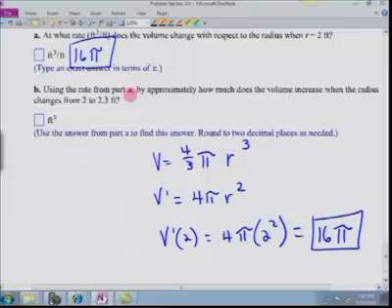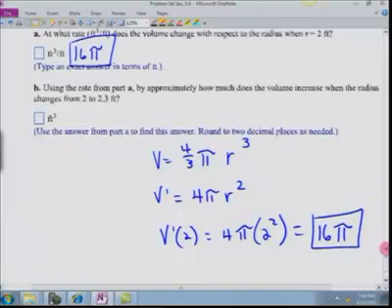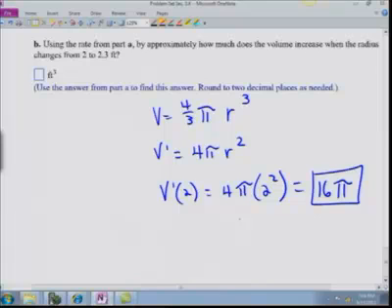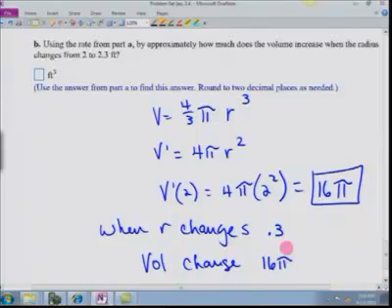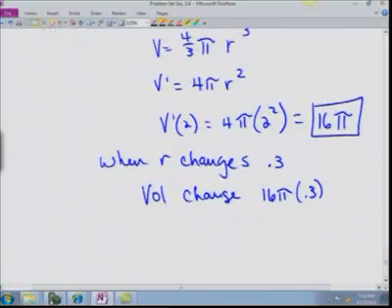All right, then it says using the rate from part A, by approximately how much does the volume increase when the radius changes from 2 to 2.3? Okay, we've already said this is how the volume's increasing in relationship to r. If r is changing from 2 to 2.3, how do we need to think through that? It's the change. Well, when r changes, how much did it change here from 2 to 2.3? 0.3. The volume changes 16 pi for every 1 unit. So what are we going to multiply 16 pi by? 0.3. And they want a decimal answer. So go ahead and do that for me.